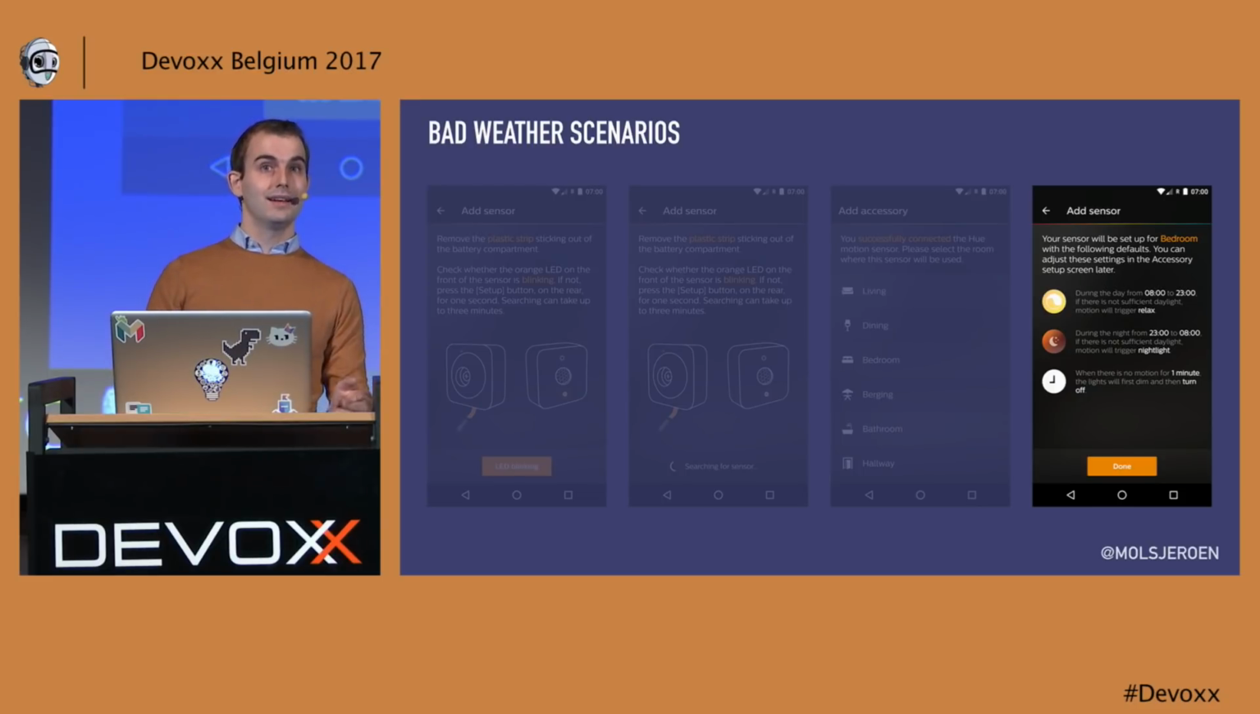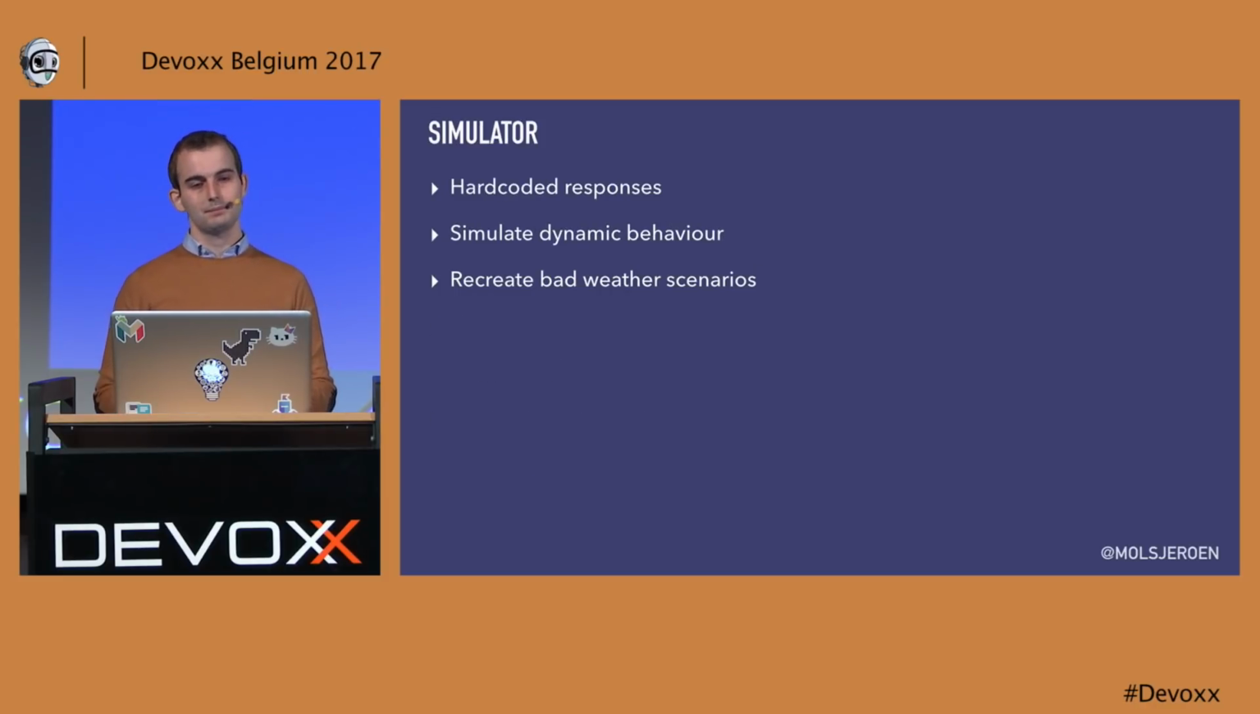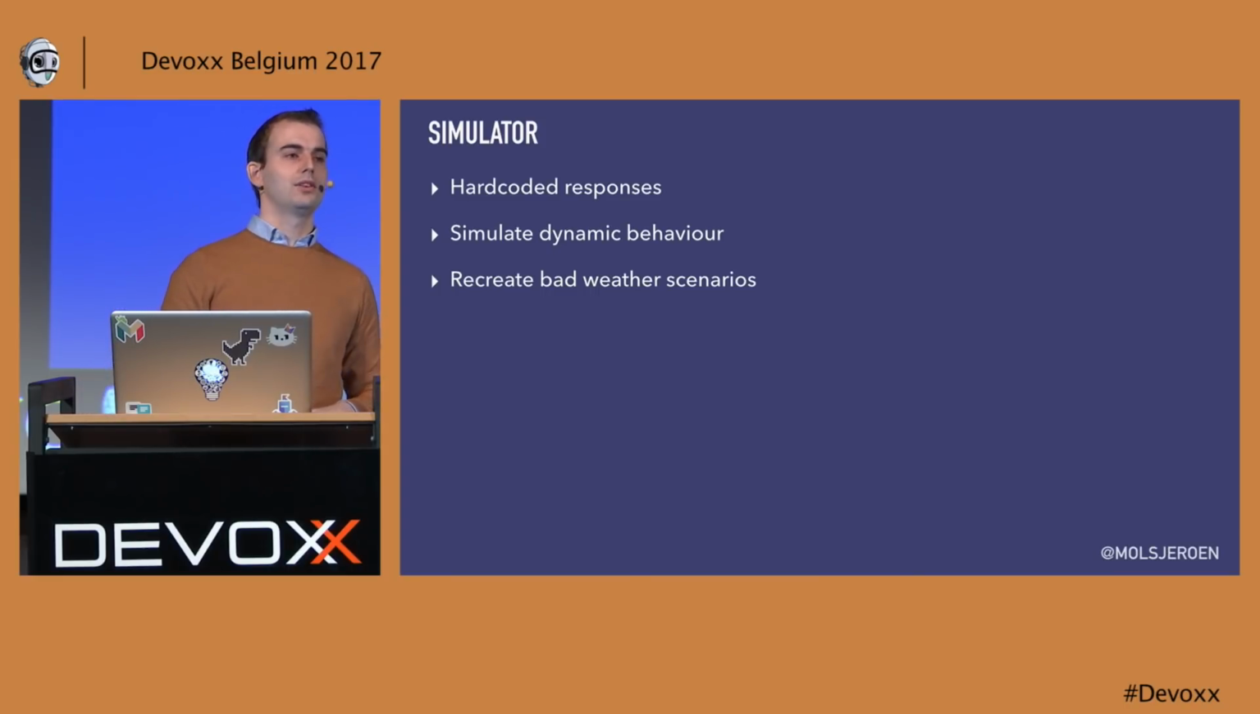But what if there's 2 different users programming the same stuff at the same time, so then the check doesn't hold true anymore? So there's so many places where it can go wrong, and the entire gist of this is it's almost impossible to reproduce manually. You can try, but you're never gonna stay sane while doing that. So that's why I advise you to build a simulator.